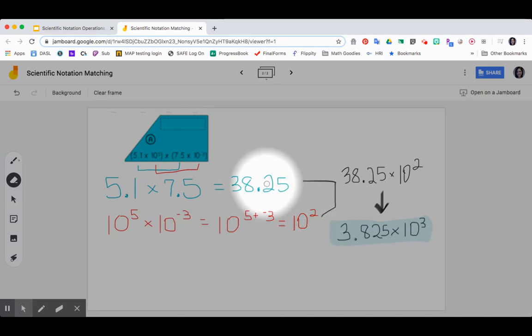Now we have to put this 38.25 with this 10 squared. So 38.25 times 10 to the second, or times 10 squared. However, this is not scientific notation because this first number is larger than 10. So we need to adjust it by moving our decimal point one space to the left, or dividing by 10. And since we've made this number smaller, that means we have to make our exponent 1 larger. So our final answer is 3.825 times 10 to the third.